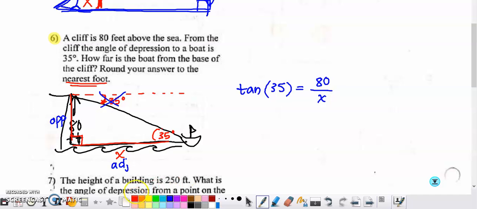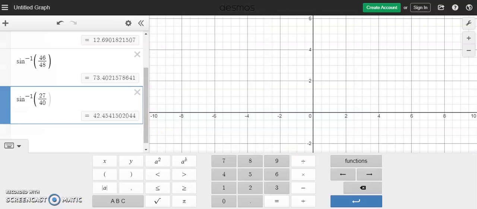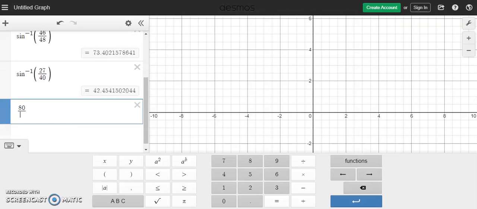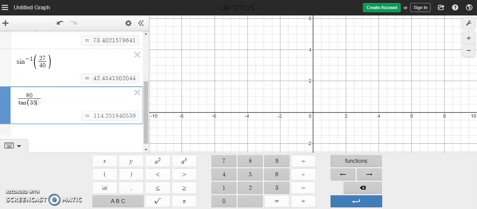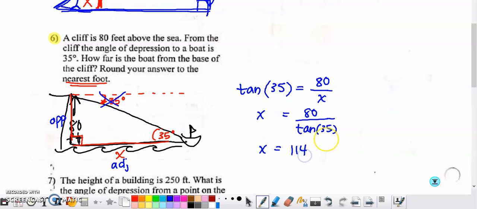Alright, so we are going to have to do 2 steps here. We're going to have to multiply by x, but then divide by the tangent of 35. And hopefully at this point you feel comfortable just skipping right to this step. So we're going to type into our calculator 80 divided by tangent 35. And get 114, and we're going to stop there to round it correctly. And the units are feet, measure of distance. There you go. Go ahead and try the rest and check back with the answer key to see how you did.